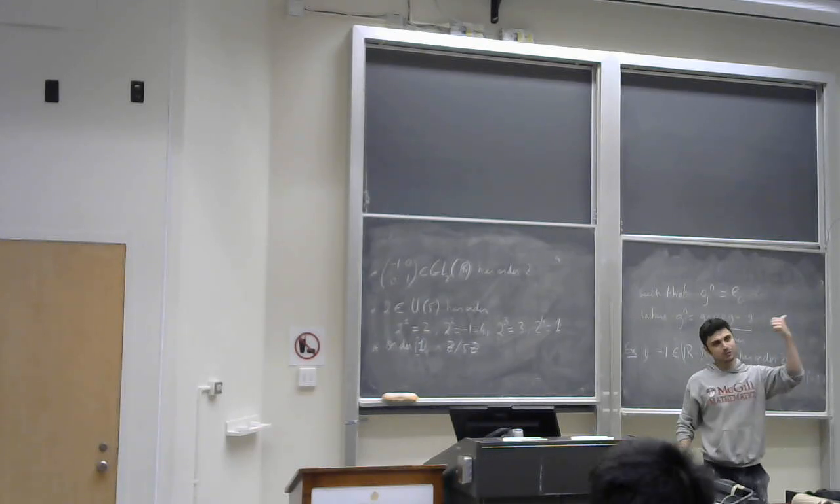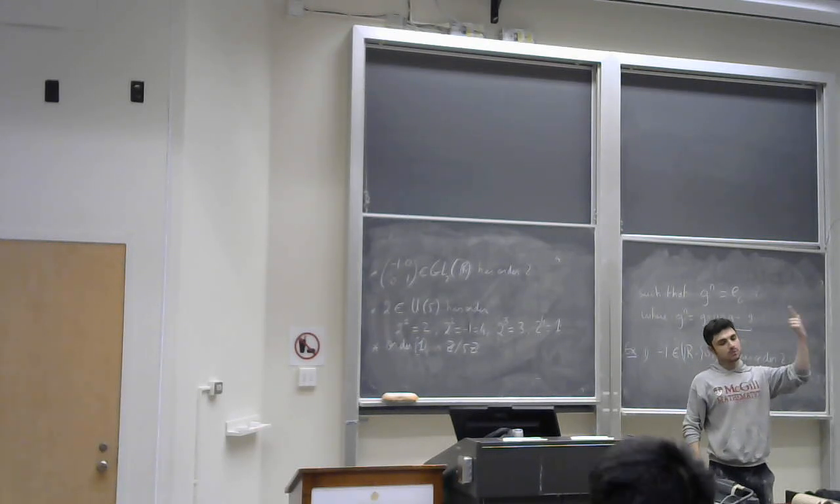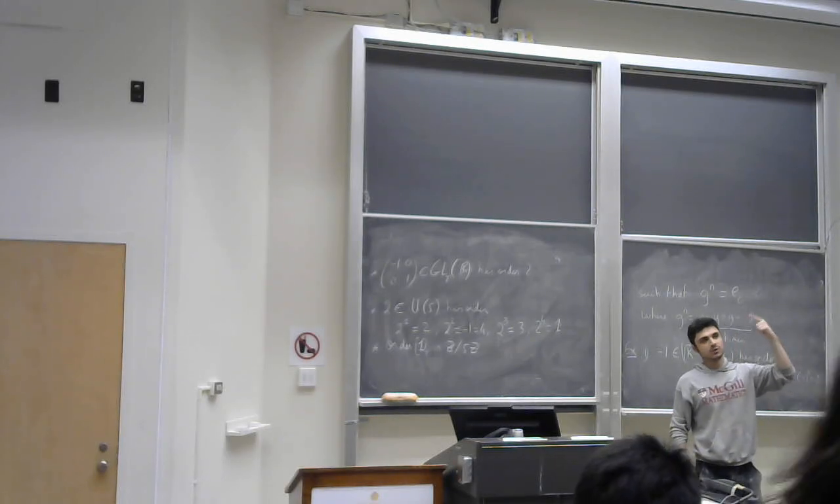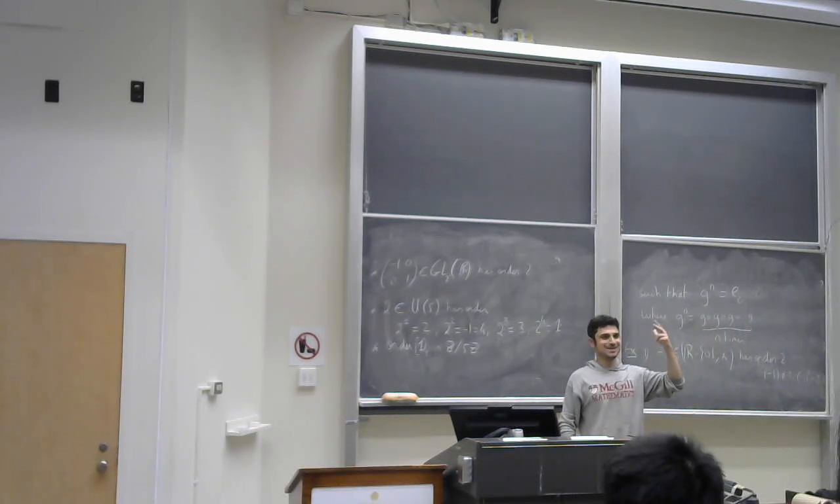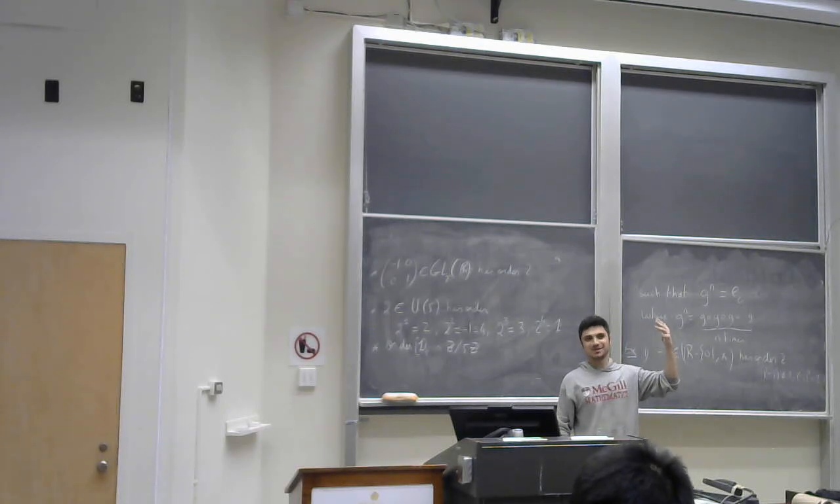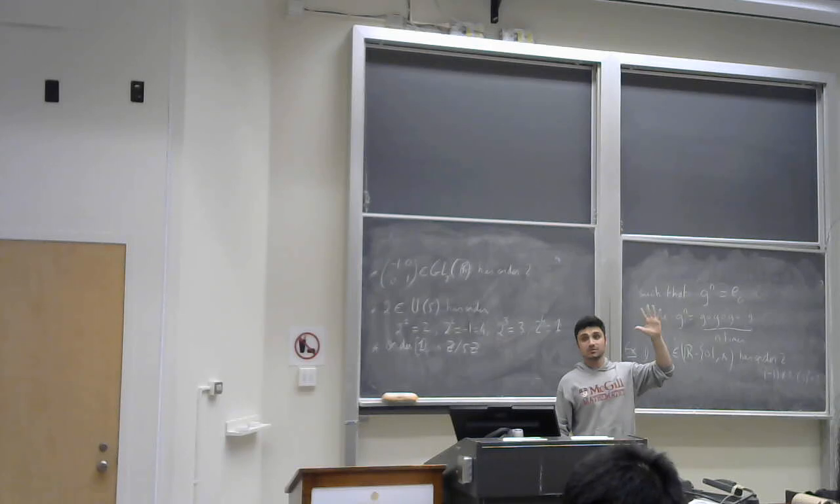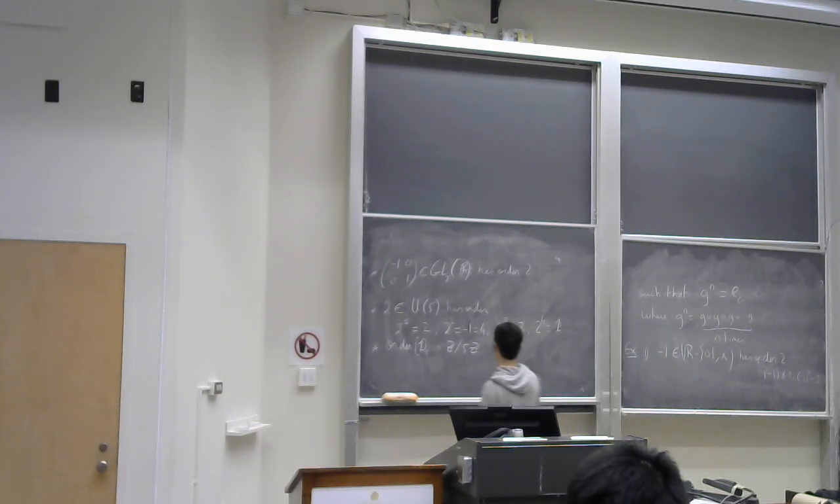If you add 1 to itself once, you get 1. 1 plus 1, what is that? 2. Is it 0? No. 1 plus 1 plus 1, is it 3? Yeah. Is it 0? No. 1 plus 1 plus 1 plus 1, is it 0? No. 1 plus 1 plus 1 plus 1 plus 1, is it 0? Yes. So this 1 in Z mod 5Z has order 5.